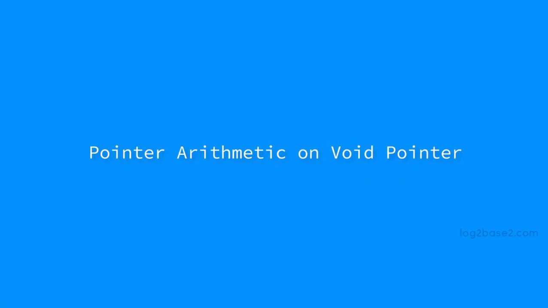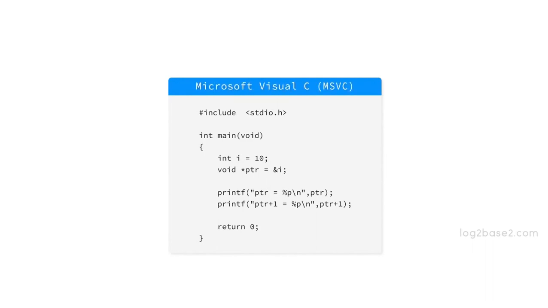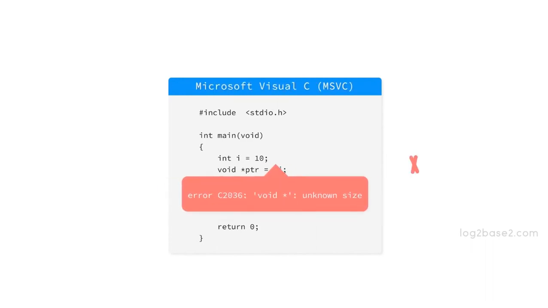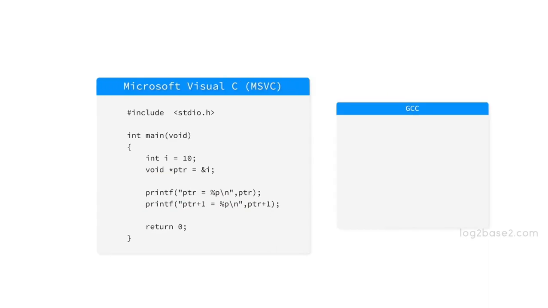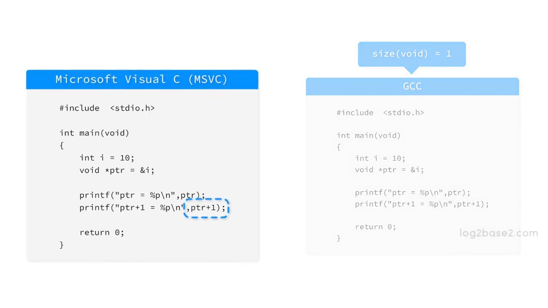We can't perform void pointer arithmetic in standard C, like Microsoft Visual C, because in standard C the size of void is unknown and it will throw the following error. We can perform void pointer arithmetic on GCC as the size of void is 1. However, we can perform void pointer arithmetic in standard C by typecasting it into the required data type.